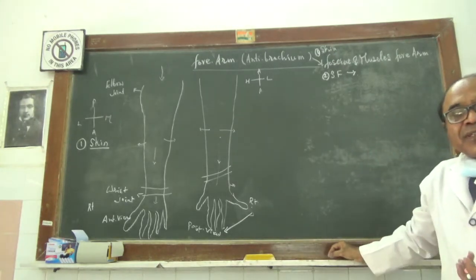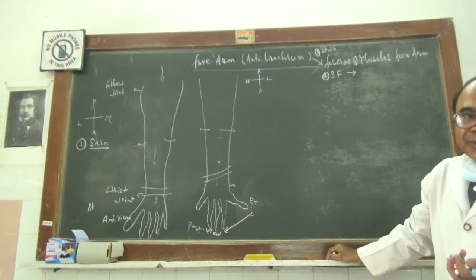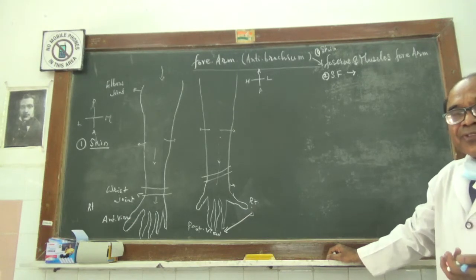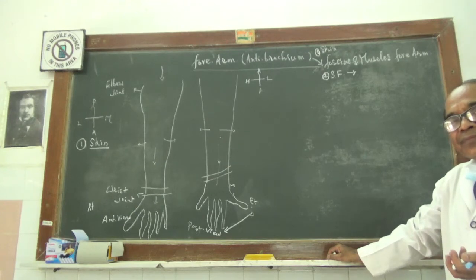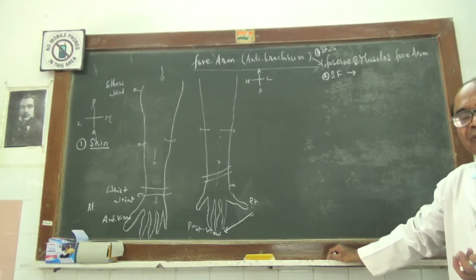The superficial fascia is the one present very close to the skin, like elsewhere. This superficial fascia is adherent to the skin. The superficial fascia of the forearm is continuing from above, from the superficial fascia of the arm, from the front view.